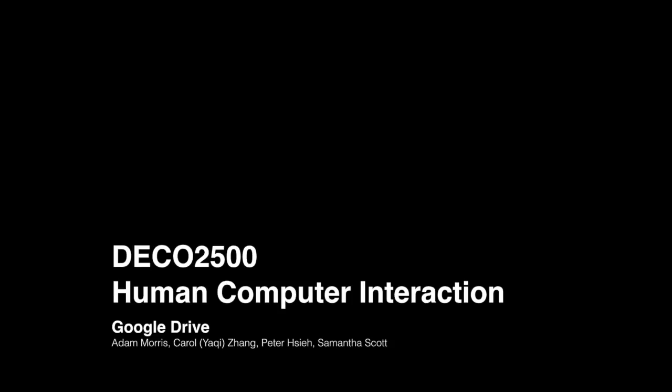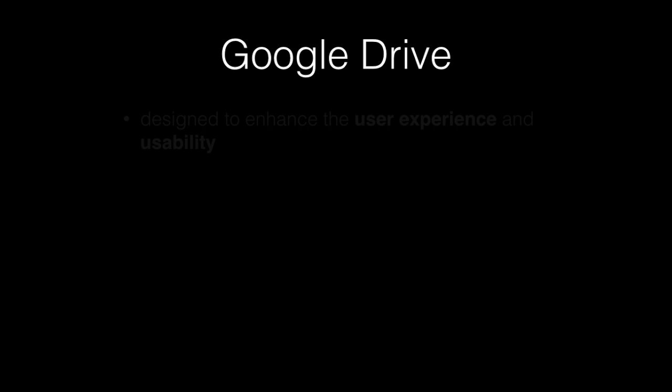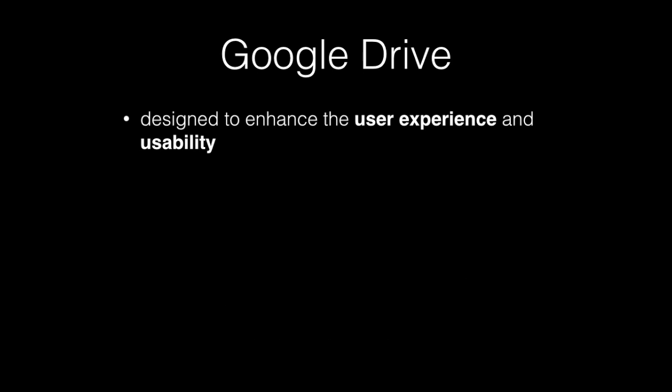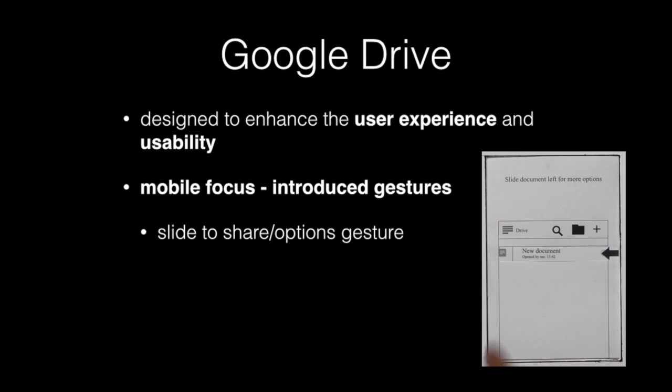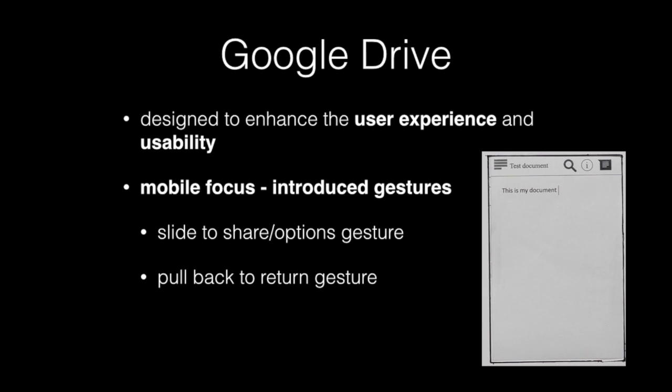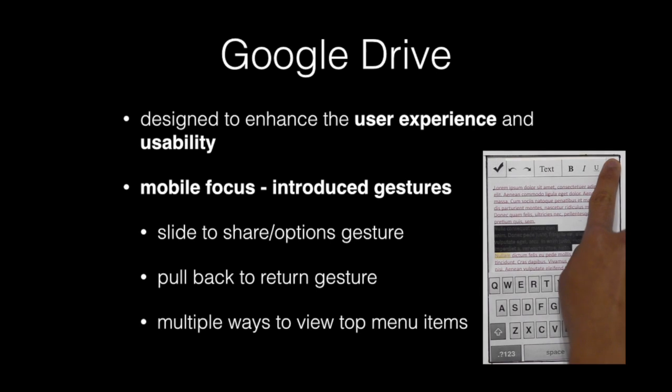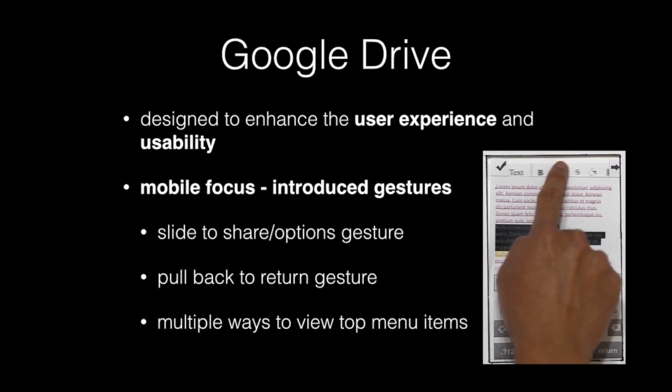Throughout this investigation on the productivity app Google Drive, the proposed design focuses on enhancing the user experience and usability of the app. With the mobile focus, gestures were introduced such as the slide to share/option gestures, pull back to return gesture, and providing multiple ways to view more top menu items.